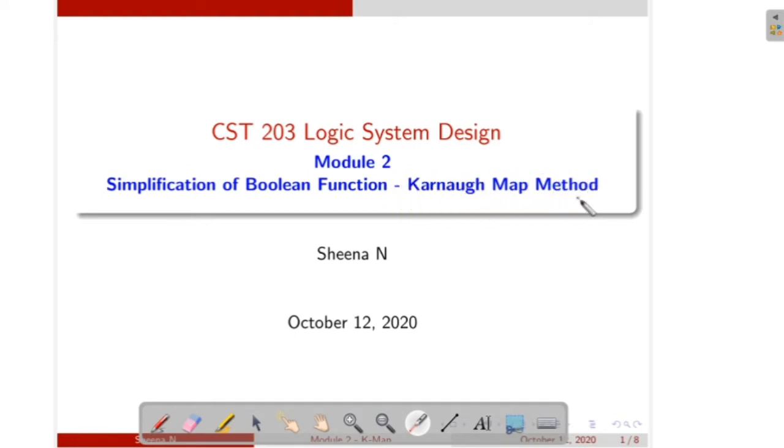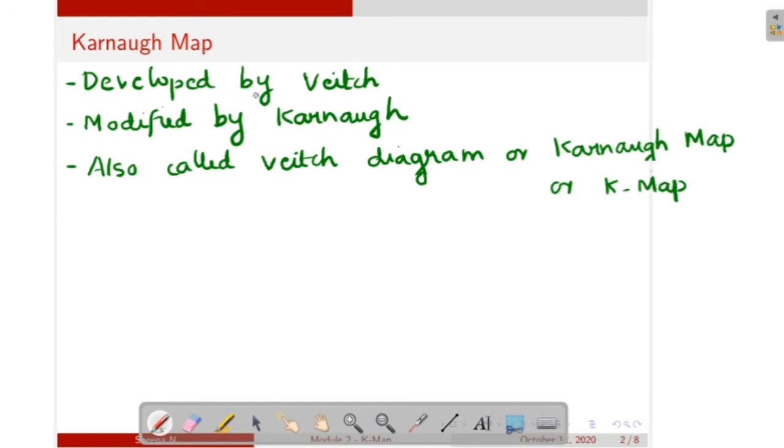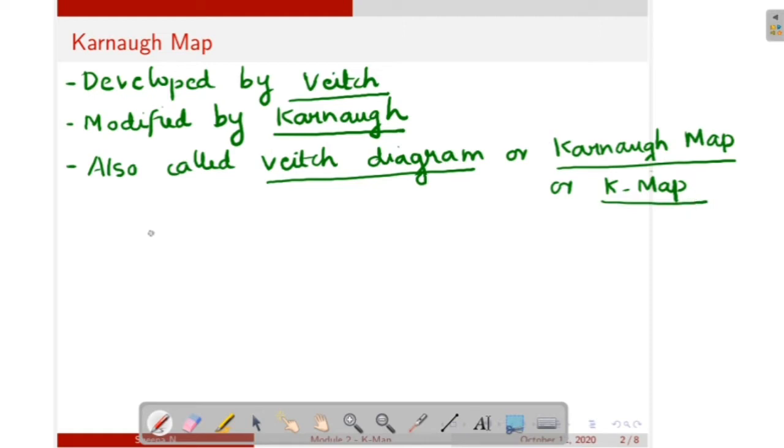Karnaugh map is also called K-map. The Karnaugh map was developed by Veitch and later modified by Karnaugh. So this diagram is also called Veitch diagram or Karnaugh map or K-map. And it is the pictorial representation of the Boolean function or the truth table. So here each square represents a min term. That means the K-map contains a number of squares and each square represents a min term.